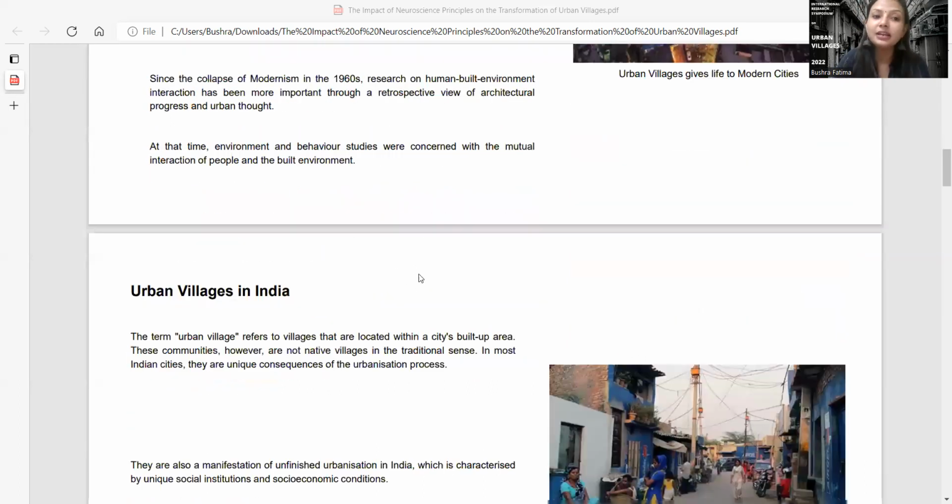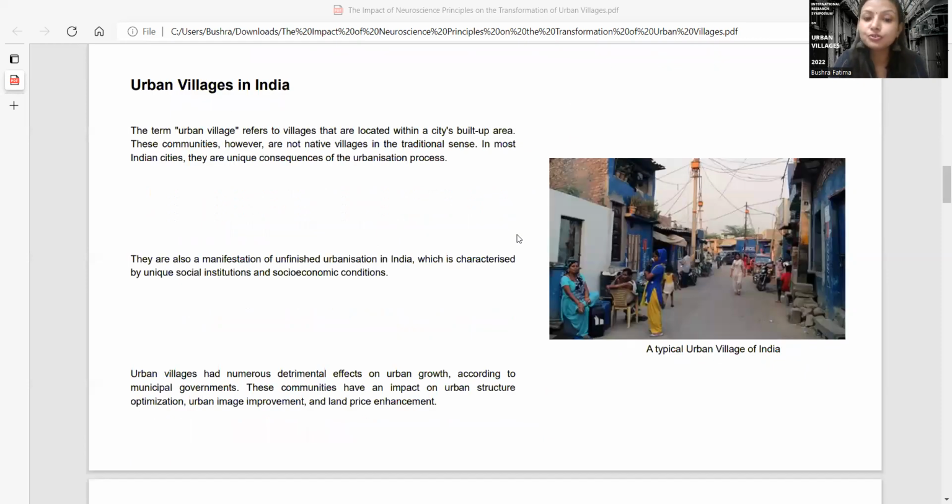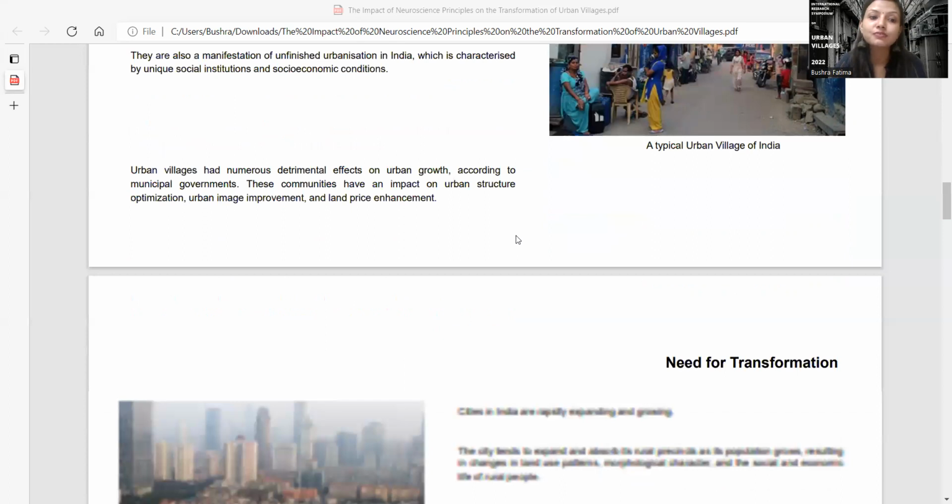So what are urban villages in India? The term urban villages refers to villages that are located within a city's built-up area. These communities, however, are not native villages in the traditional sense. In most Indian cities, they are unique consequences of the urbanization process. They are also a manifestation of unfinished urbanization in India, which is characterized by unique social institutions and socio-economic conditions. Urban villages have had numerous detrimental effects on urban growth. According to municipal governments, these communities have an impact on urban structure optimization, urban image improvement, and land price enhancement. So what is the need for this transformation?